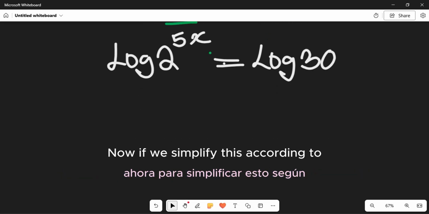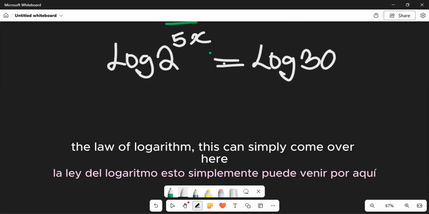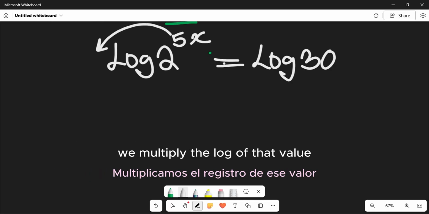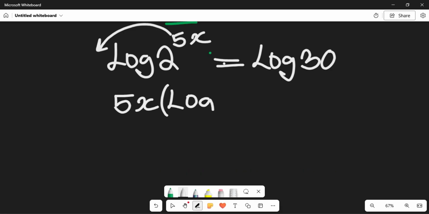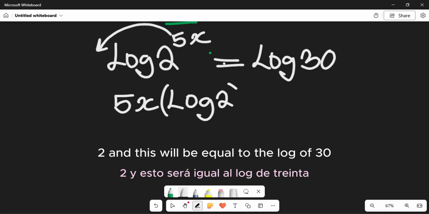Now, if we simplify this according to the law of logarithm, the exponent can simply come over here. We'll multiply the log of that value, and then we'll have 5x multiplying the log of 2, and this will be equal to the log of 30.